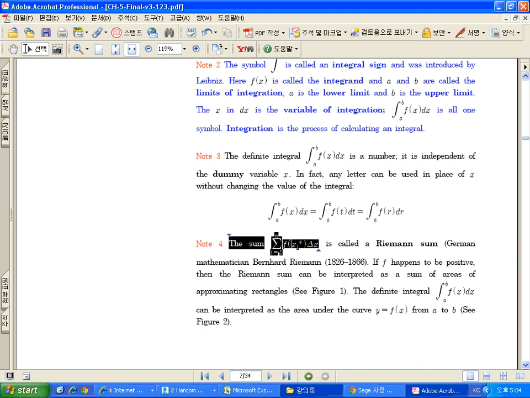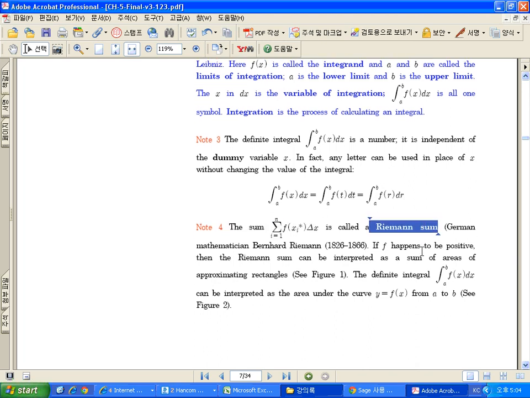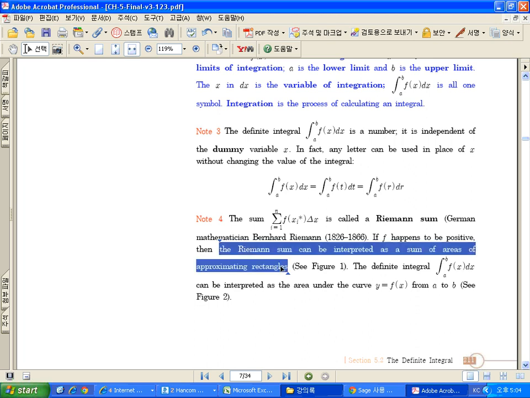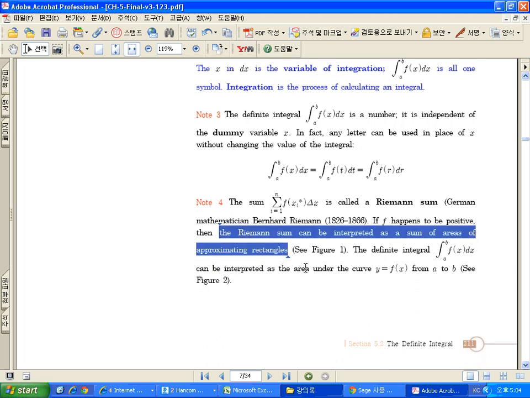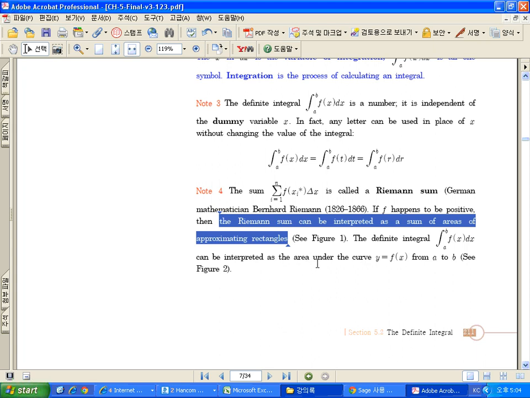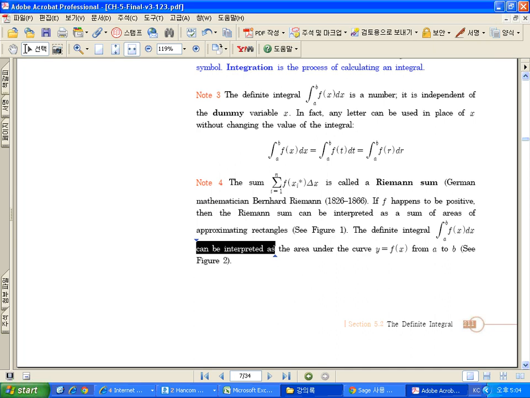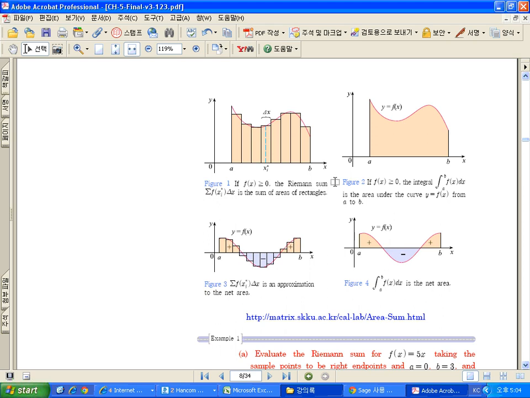And this sum is called the Riemann sum, after the German mathematician. If f happens to be positive, then the Riemann sum can be interpreted as the sum of areas of approximating rectangles. Also, this integral from a to b of f of x dx can be interpreted as the area under the curve f of x from a to b. If it's a positive function, then that's the area, like this, from a to b.